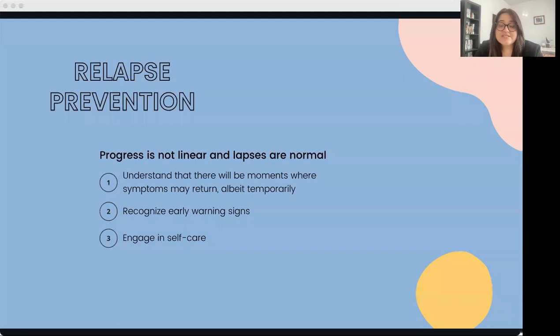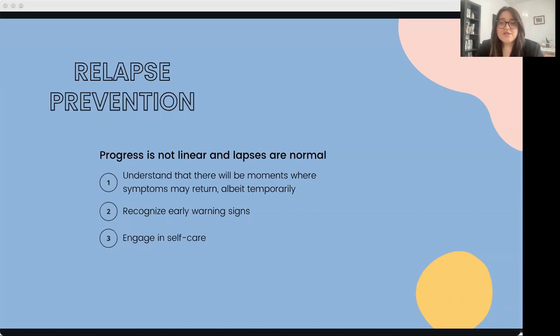The last step in treatment is relapse prevention. Progress and healing in psychotherapy is not linear. So it's not unusual for clients to have moments where they experience some downturns in their progress, and we refer to these as temporary lapses. So not only is it important to normalize these lapses and these dips in progress to avoid the clients developing feelings of shame, it's also important to prepare clients for these moments so that they will be able to manage them should they occur.